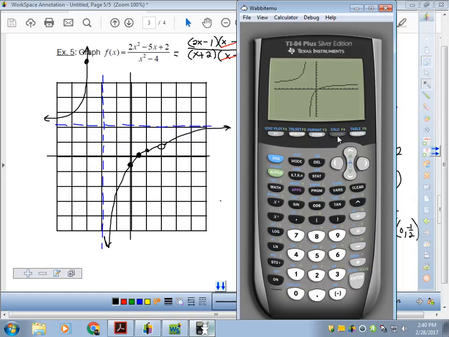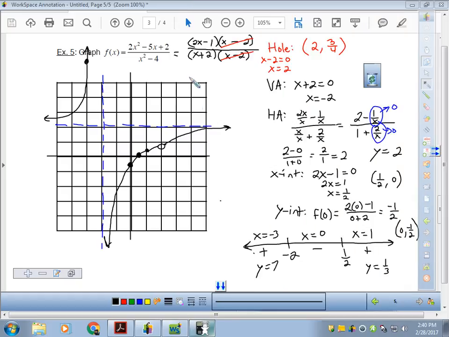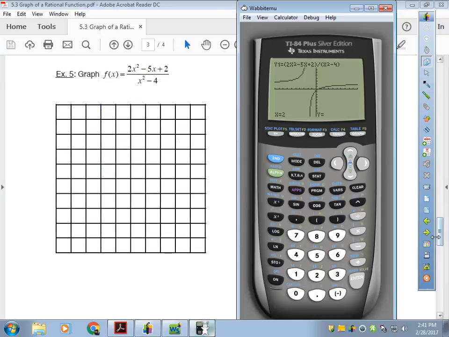Here's what happens. If I hit trace, and I go to where this hole is when x is 2, watch what happens. It says when x is 2, y is, and there's a blank. It's because this graph has a hole in it, and the calculator doesn't know where the y location of the hole is. It just knows there's nothing there. So it says, oh, it's blank. There's a hole there. Alright, so that is example 5.